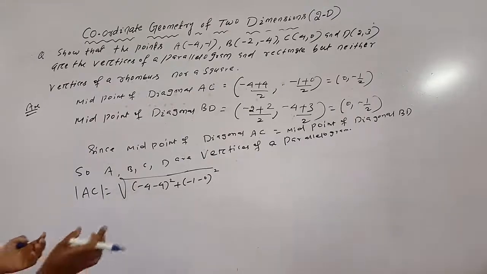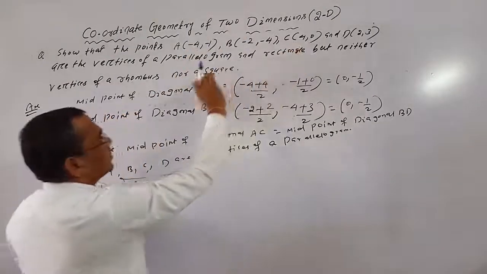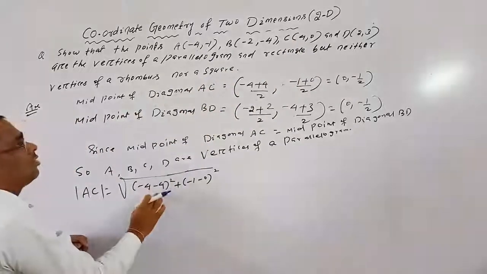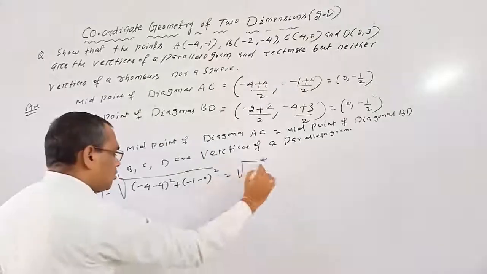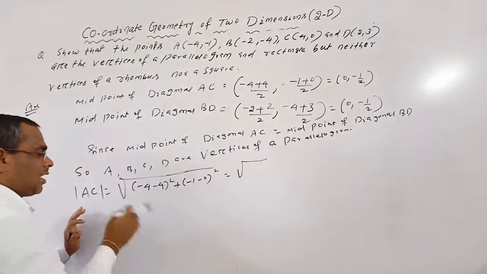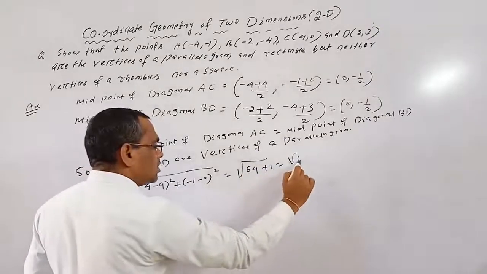So the x coordinate difference squared: minus 4 squared, plus the y coordinate difference: minus 1 minus 0, squared, which is equal to minus 4 minus 8 squared, 64, plus 1. So root over 65.